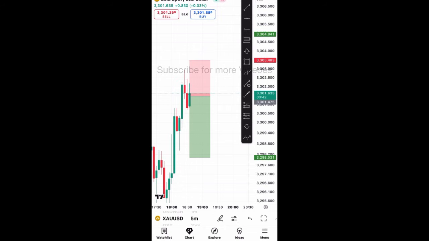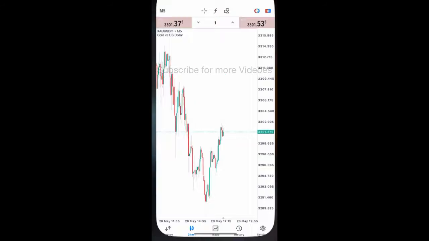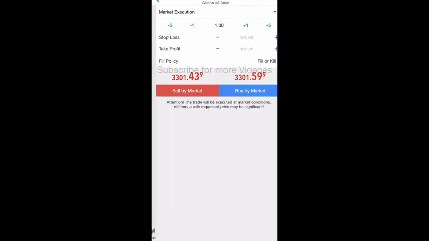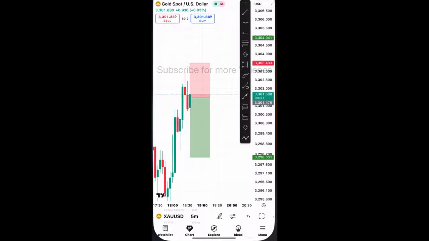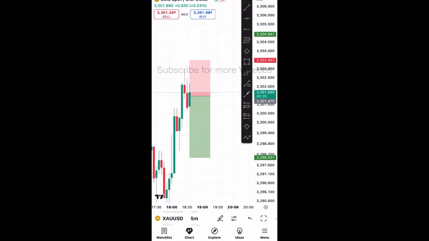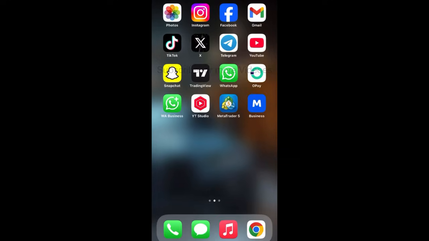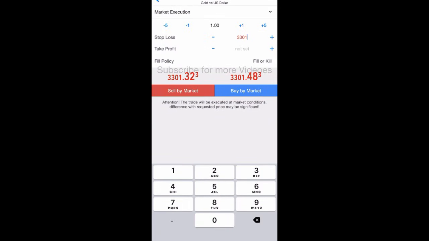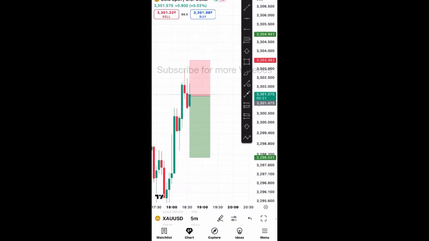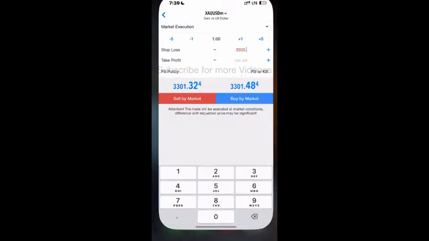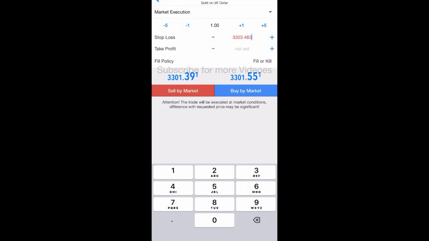So we're going to go to the MetaTrader 5, right? We're going to go to trade, tap on this plus icon at the top. You can see that's one lot size. So what is my stop loss? My stop loss is 3303. So we're going to input it there. 3303 dot what? We're going to go back and confirm. Dot 483.